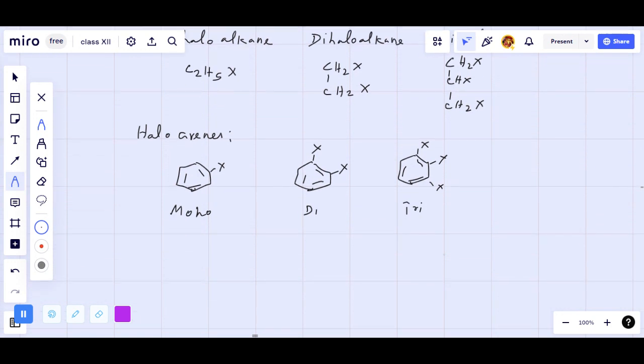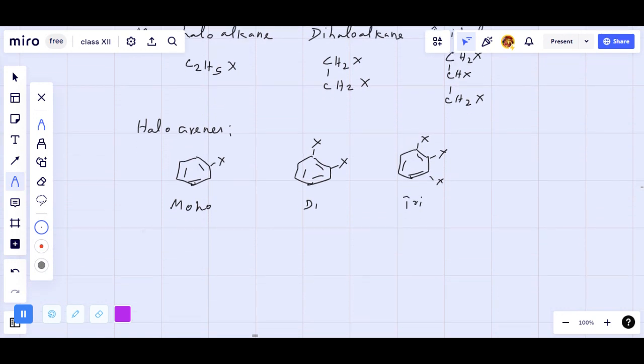I hope that you are following me. If you have any doubt, please clarify. Then the next classification. This is the first classification, and this one is the second classification: classification based on hybridization.